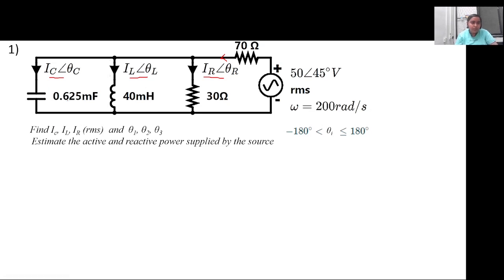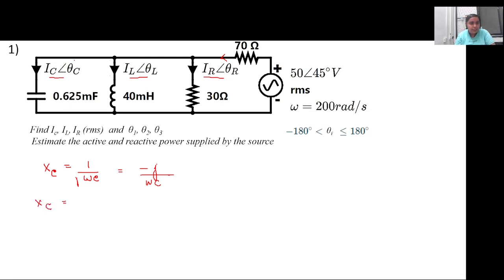Since this is an AC circuit, let's first calculate the reactance for the capacitance and the inductance. So for capacitance, the capacitive reactance Xc is equal to, anyone wants to go? 1 divided by j omega C, right? Or minus j by omega C, right? So let's calculate Xc first.